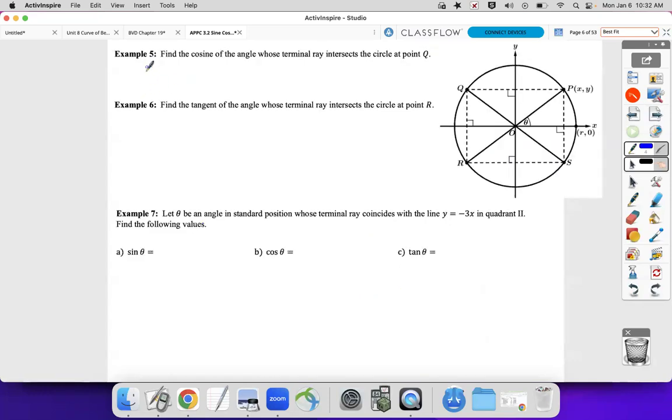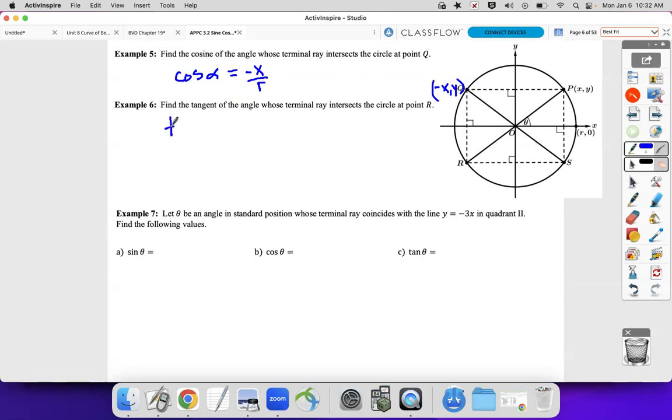Okay, example 5, we have the same figure. Now they want the cosine of theta. So we're going to say the cosine of this angle theta at Q. Actually, they're saying cosine at Q, so it's not theta. We'll call it something else. We'll call it the cosine of alpha. Is supposed to be the x over the r value, but you can see at this point the x is going to be a negative x. So we're going to say it's negative x over the radius.